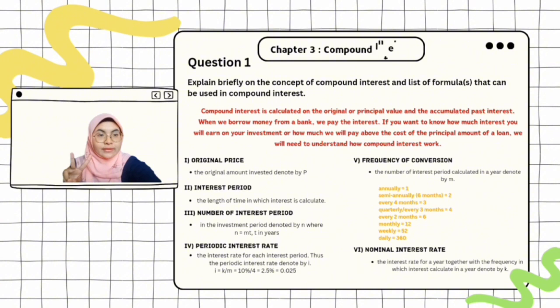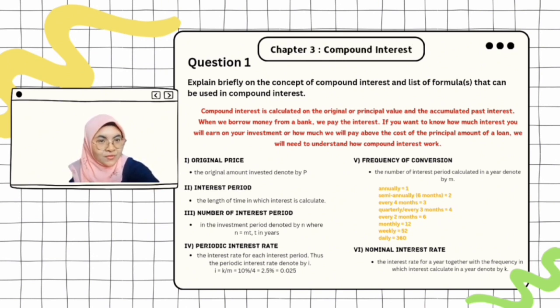For the second one, interest period, which is the length of time in which interest is calculated. The third is the number of interest periods in the investment period, denoted by N, where N equals MT, T in years. Fourth, periodic interest rate: the interest rate for each interest period, denoted by I equals K over M.